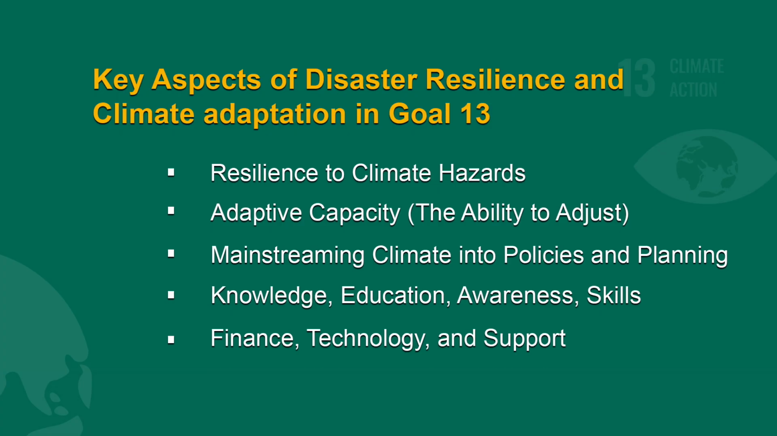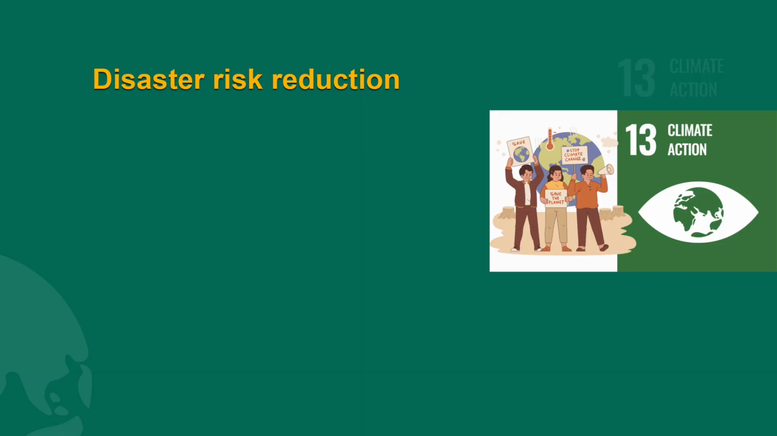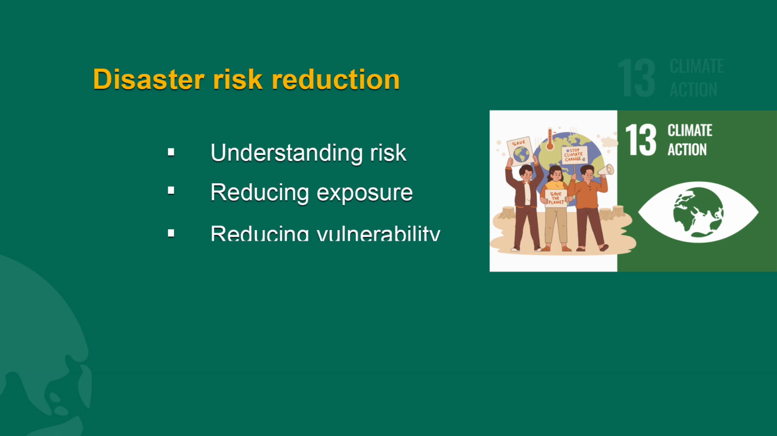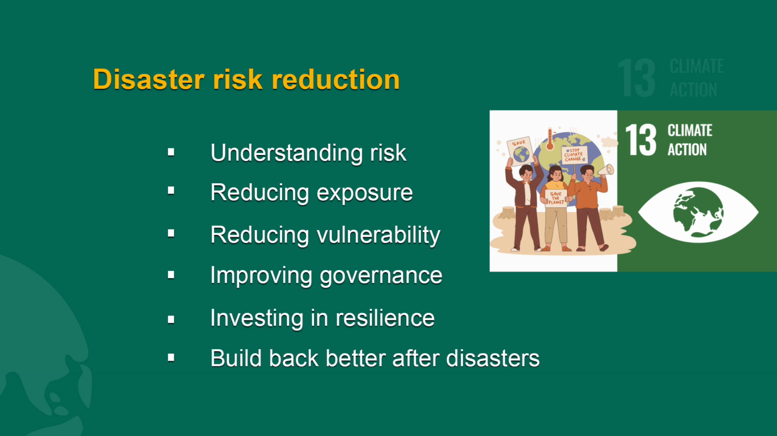Let me explain to you the disaster risk reduction link which is associated with Goal 13. This is where disaster resilience fits strongly. Disaster risk reduction is not only response, it's understanding risk, reducing exposure, reducing vulnerability, improving governance, investing in resilience, and building back better after disasters. So, what is it that we have to think about? Climate adaptation without DRR becomes weak. Disaster risk reduction without climate thinking becomes outdated. These two are interlinked with each other.